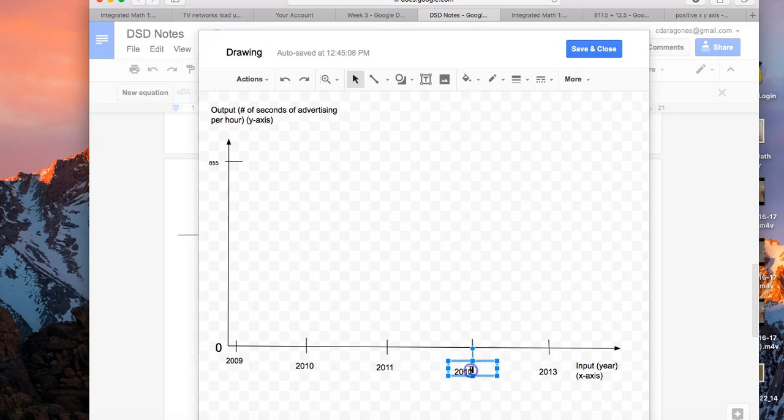And then I'm going to go ahead and put 2012 right here. Okay. So now all my years are labeled and scaled appropriately, right? There's even spacing between the years. They make sense. Same thing with the number of seconds. So half of 0 and about 855, or about 900, like 855 is really close to 900, is about 450. So I'm going to say the halfway point is about 450.